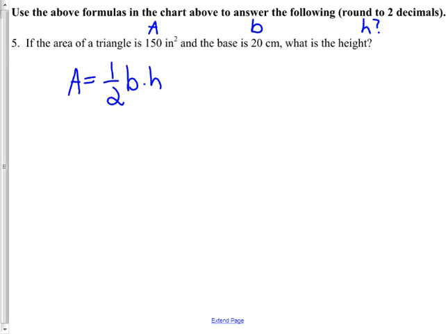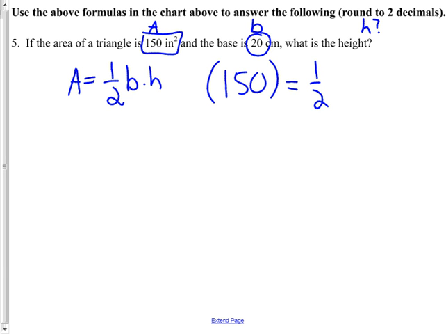So we're going to fill in what we need here. Right now we know area is 150, so we're going to put 150 where A was, equals half. Base equals 20 here, so half times 20, and we don't know what height is, so we're going to leave that as an h. And now, just like the lesson where we solved for x in one- and two-step form, we're now just going to solve for h. It's the only variable there.